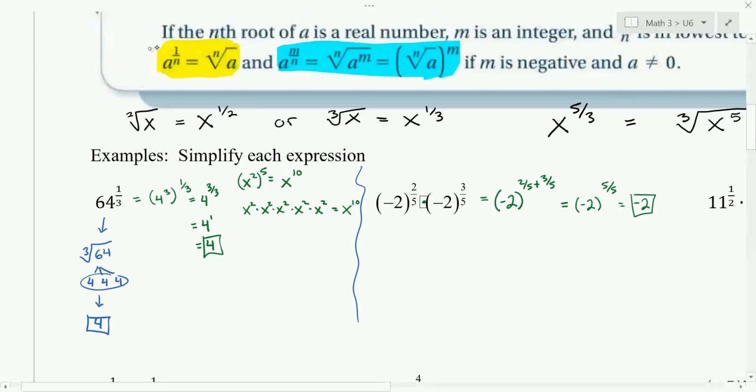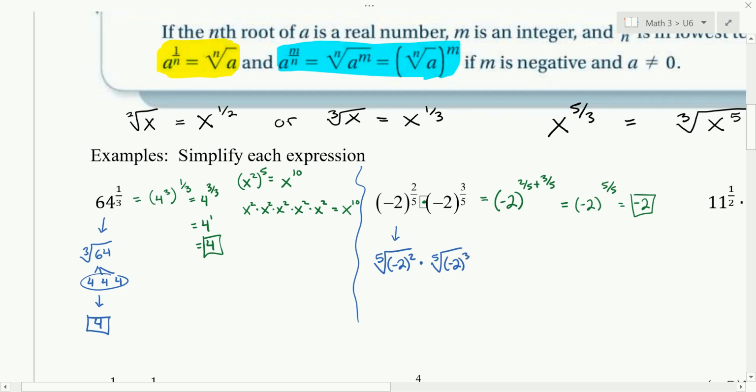The other route is to bring this back down to roots. So how can we rewrite -2 to the 2/5 in terms of a root? What would the root be? It would be a fifth root, because 5 is the denominator of that fraction. So the fifth root of -2 squared. That's what that means. And the second one, so this times the fifth root of -2 to the 3rd power.